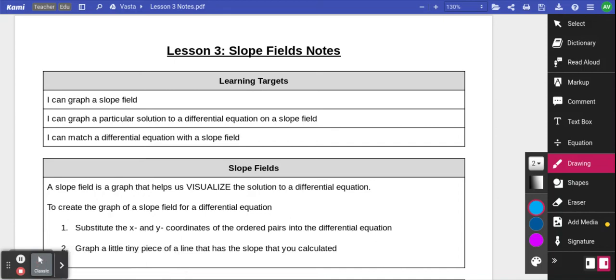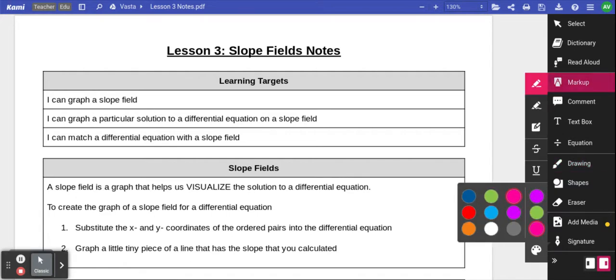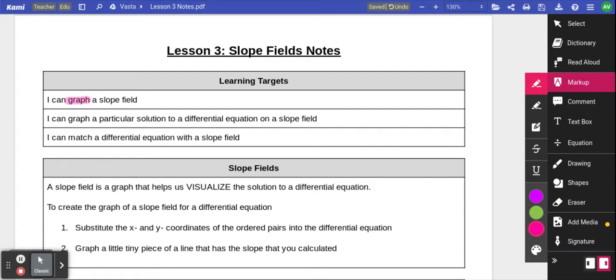Hi everybody, and welcome to the video for Unit 7, Lesson 3, which is all about something called slope fields. Now we have 3 learning targets for today. The first learning target is I can graph a slope field. So I'm going to be asking you to make some graphs today.